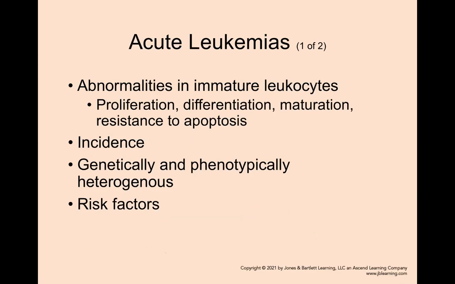When we look at an acute leukemia, they are characterized by abnormalities in the immature leukocytes, and often on the CBC differential, you will see blast cells. The acute leukemias account for 80% of adult leukemias, while 20% are children. In general, there are genetic and epigenetic changes in the precursor cells that lead to abnormal proliferation, differentiation, maturation, and resistance to apoptosis, which is again cell death.